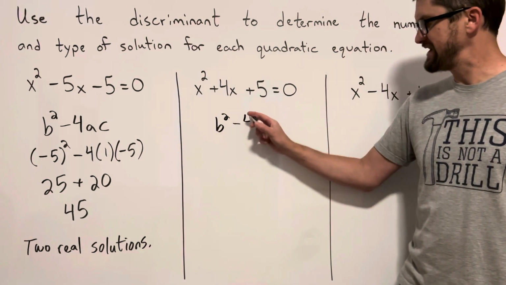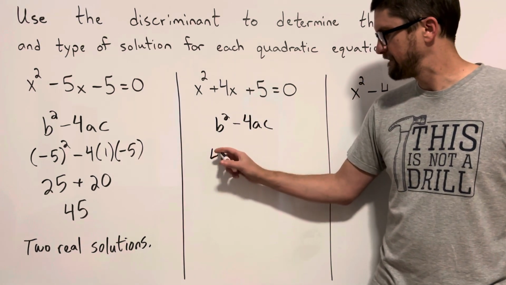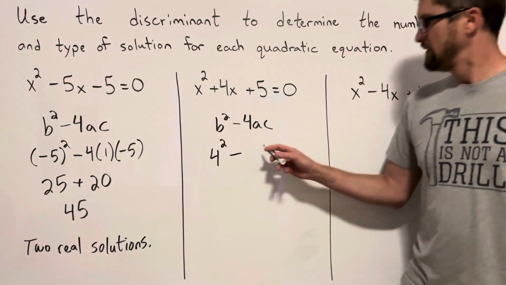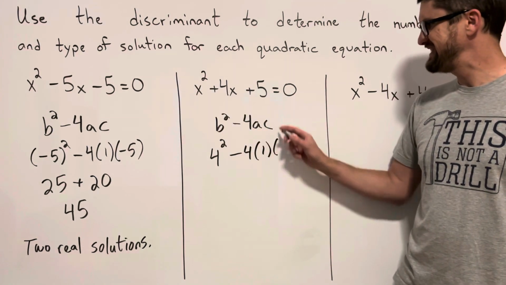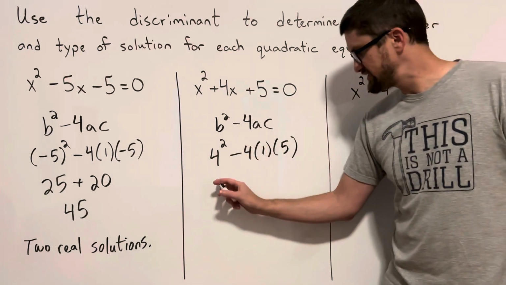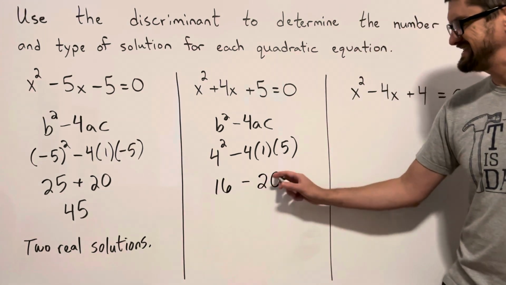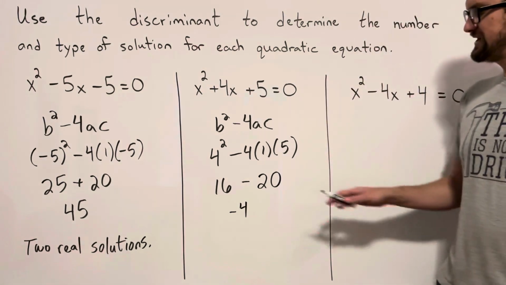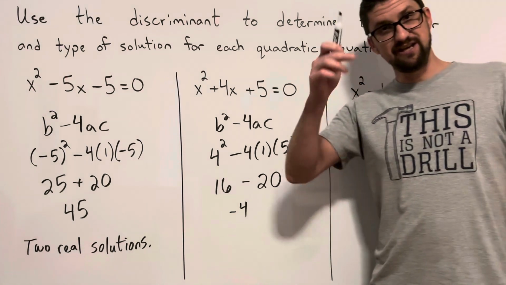b squared minus 4ac. In this case, the b is 4. I don't need parentheses here because it's not negative. Minus 4 times the a is 1, and the c is 5. 4 squared, 16. 4 times 1 times 5 is 20. 16 minus 20 is -4.